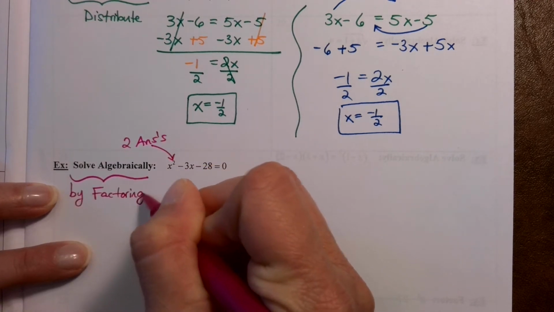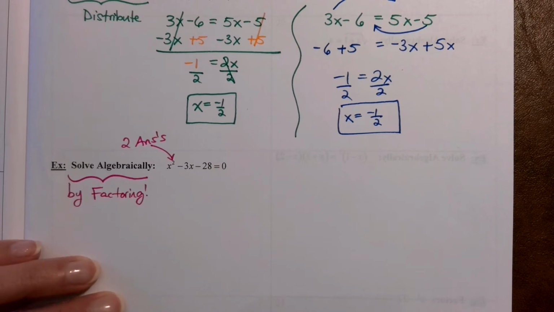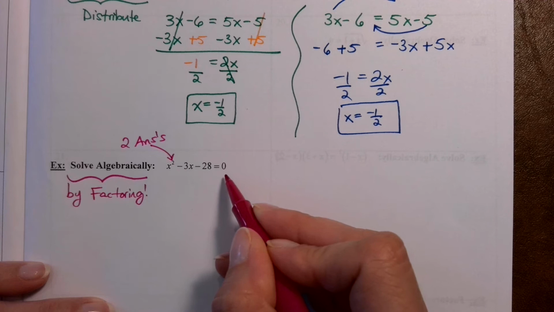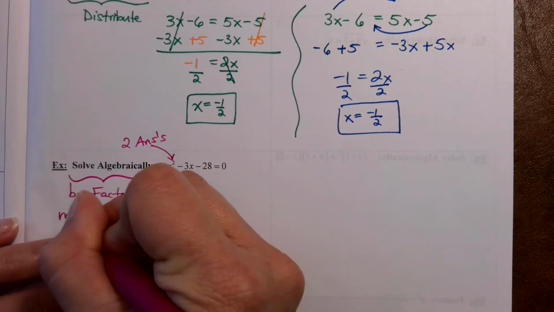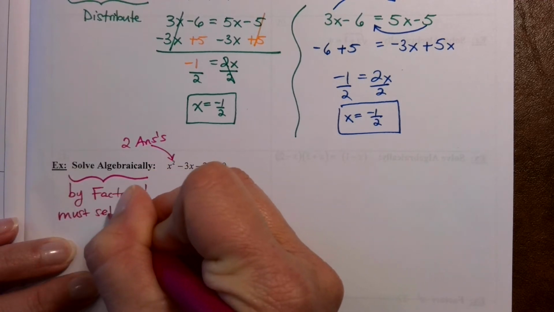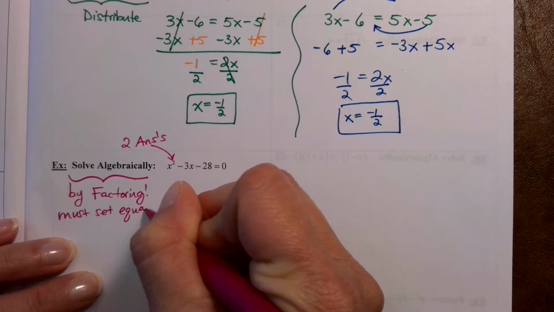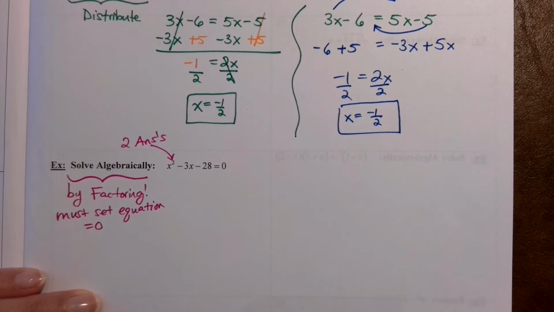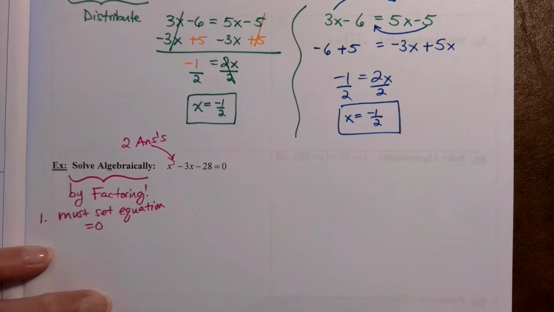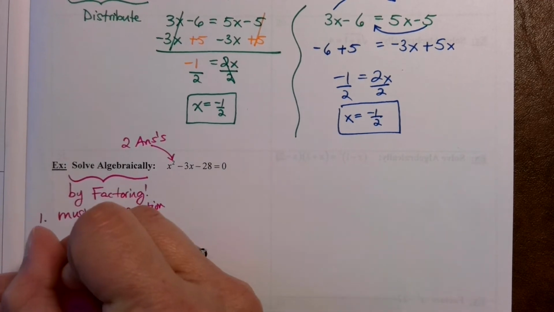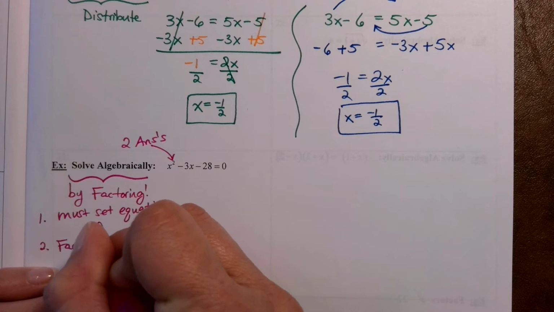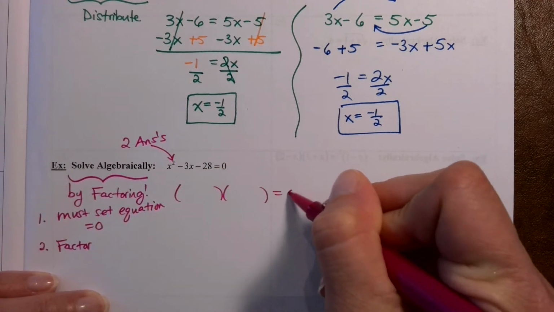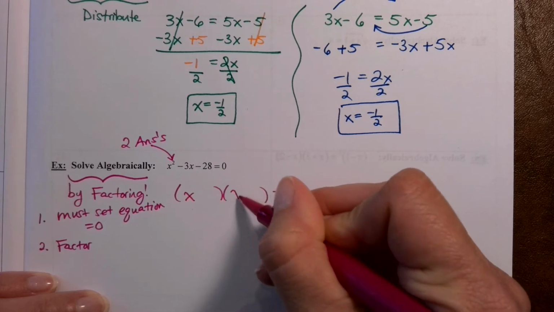Oh, you love it. I'm so glad we got good at factoring last week. Okay, so we have to make sure that we have our 0. We must set the equation equal to 0, which we already have. So that's step 1. Step 2, we're going to factor. This is x squared, so it's going to factor into x and x.